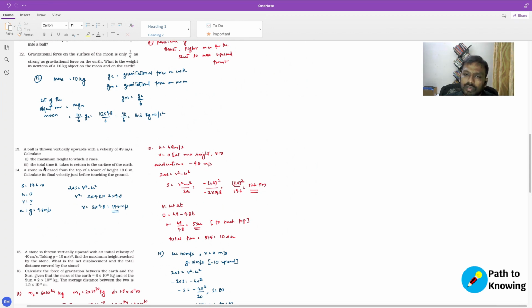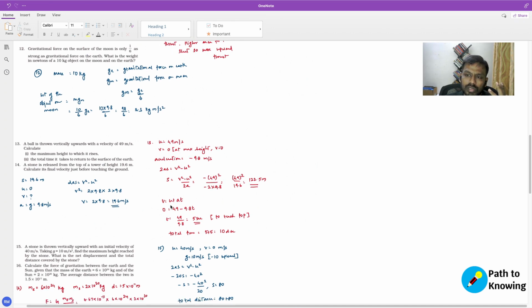Second question, the total time it takes to return to the surface of the Earth. In this case also we can use the first equation, which is v equal to u plus at. So when you substitute the values for v, u and a, you will find that t comes down to 5 seconds. This 5 seconds is for the object to reach the maximum height, and it will take another 5 seconds to reach the bottom. So the total time taken is going to be 10 seconds.